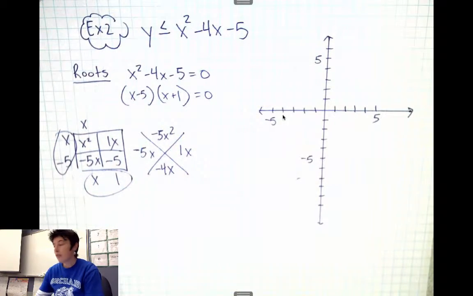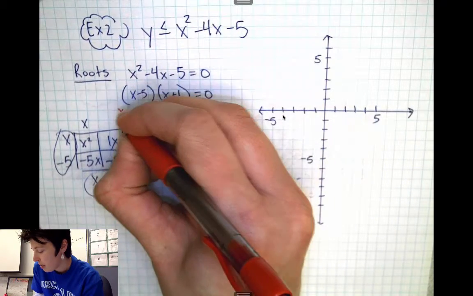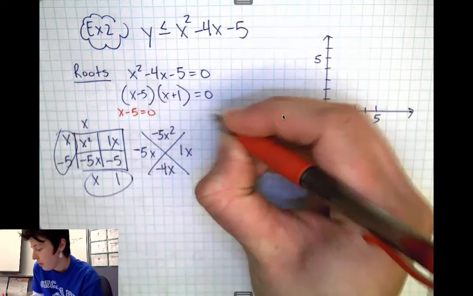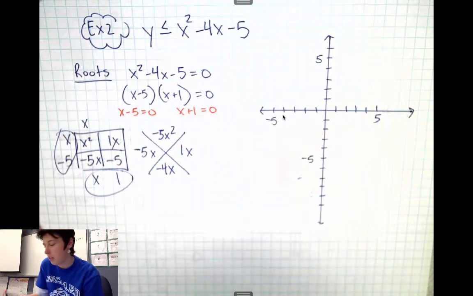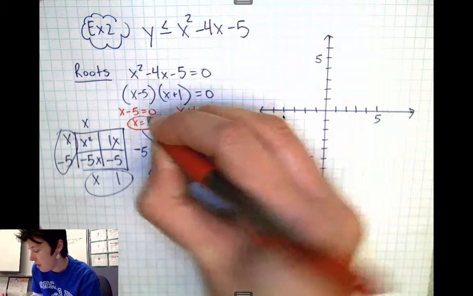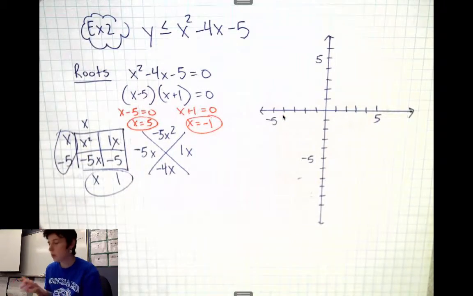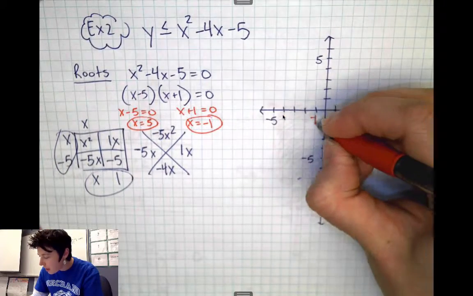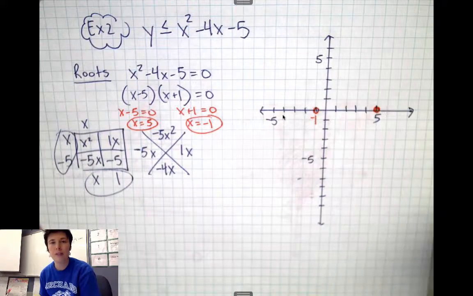Which means when I'm solving for my roots and I set each of these equal to 0, either x minus 5 has to equal 0 or x plus 1 has to equal 0. And I'm going to have 2 answers. X is equal to 5. That's a root. And x is equal to negative 1. Subtract the 1 over. So on my graph, at negative 1 here, I have a root. And at 5 way out here, I have a root.